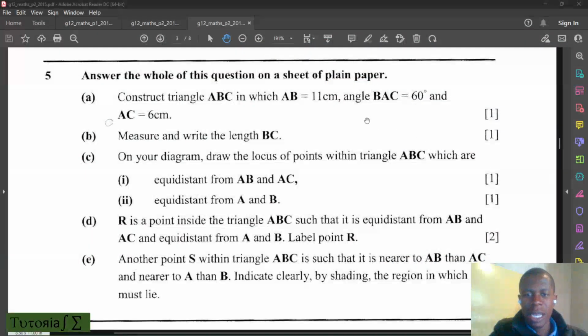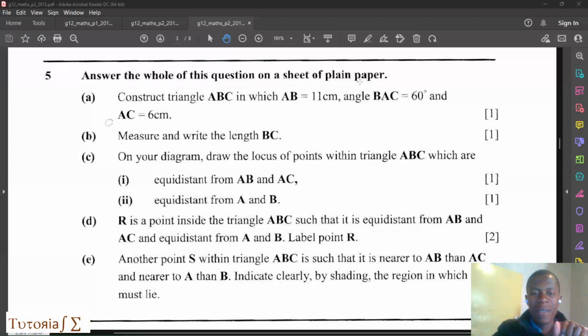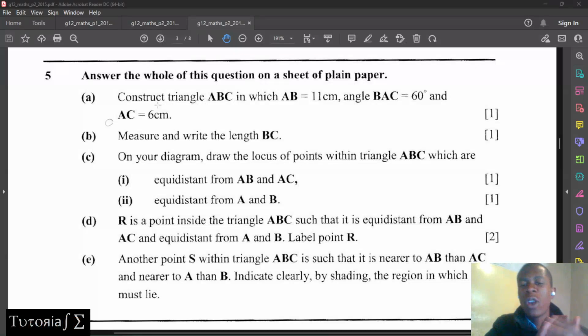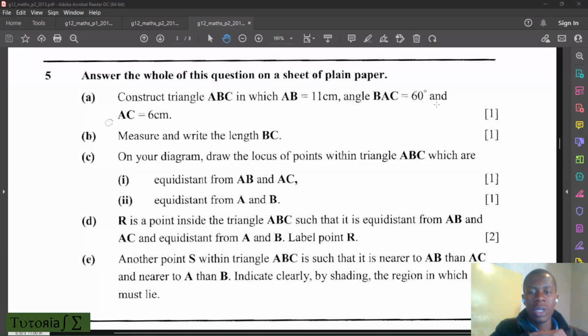So question 5 of Paper 2, 2015 reads: answer the whole of this question on a sheet of plain paper. So you will be given plain paper in the exam. Then you are asked to construct a triangle ABC in which AB is 11 centimeters, angle BAC is 60 degrees, and AC is 6 centimeters.